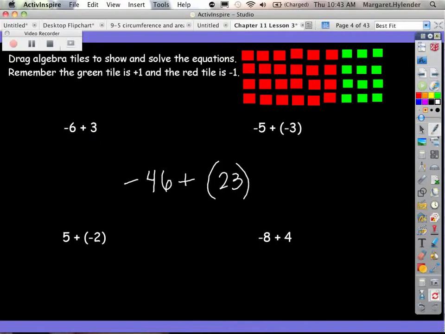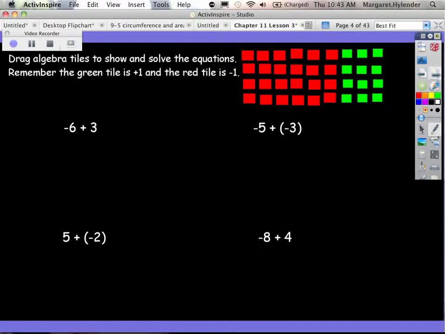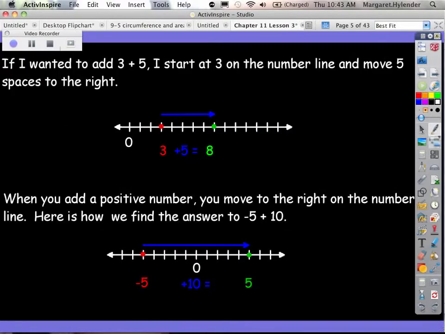Also, when we get to the MCT, I've seen many times that they want us to review with a number line. So if it says 3 plus 5, of course we would start at 3 and move 5 positive, and we would get to 8. So 3 plus 5 is 8. When we use negative numbers, we just start at the negative part on our number line.